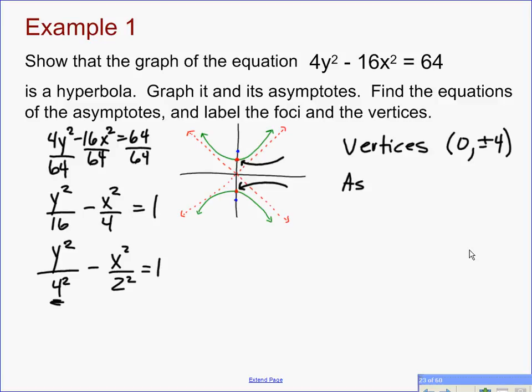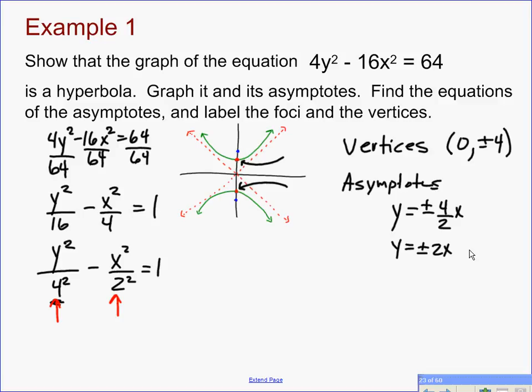So we have all the information we need to find our asymptotes. All right. Our asymptotes are linear equations. So they're going to be at y equals plus or minus. Now the way we find those is slope is rise over run. So you think of rise as your y, and run as your x. So it's going to be 4 over 2. So in this case, plus or minus 4 over 2, which is just 2, x. And so we could say plus or minus 2x. Those are going to be our asymptotes.